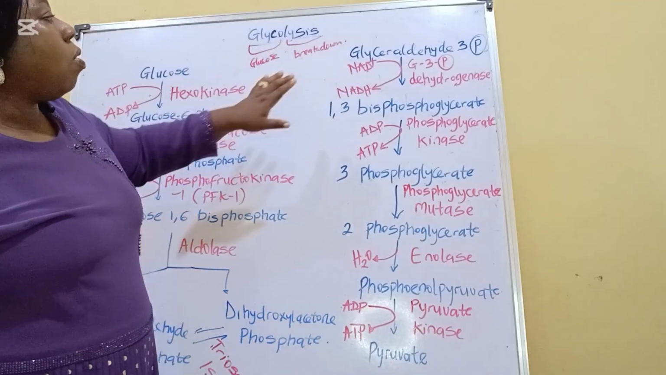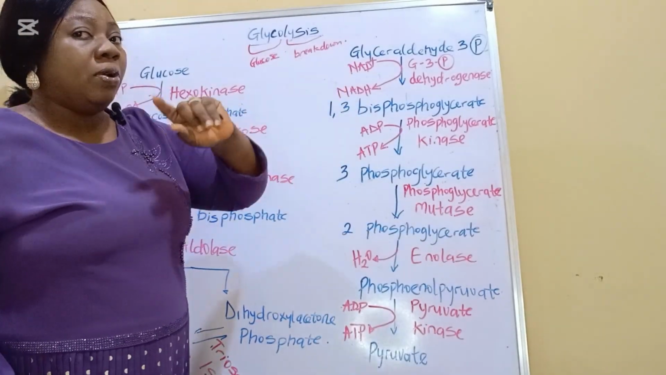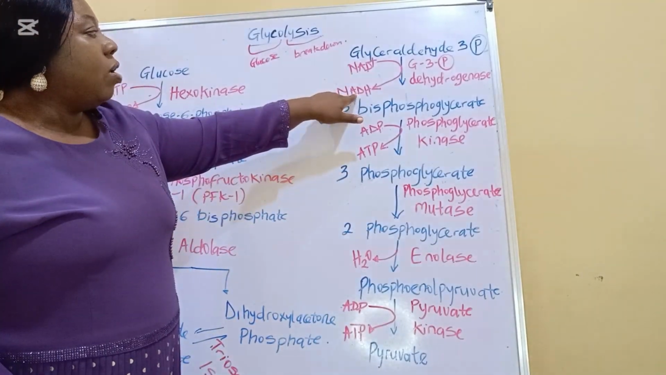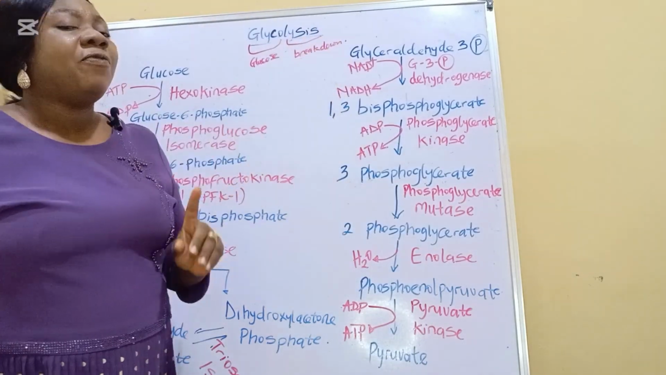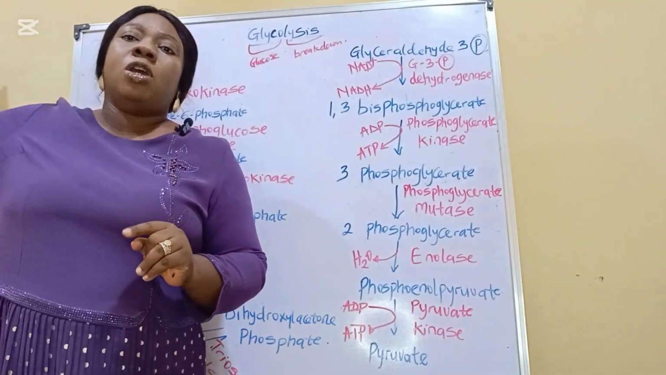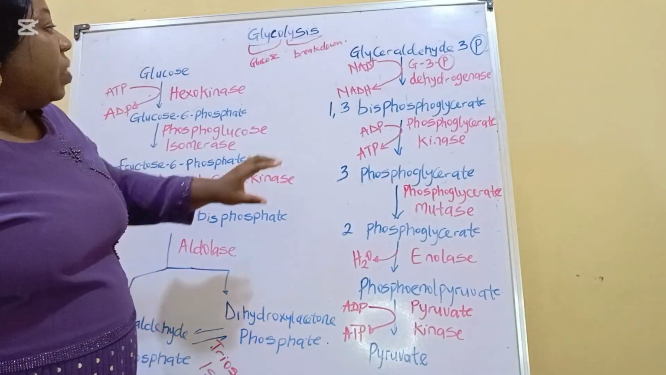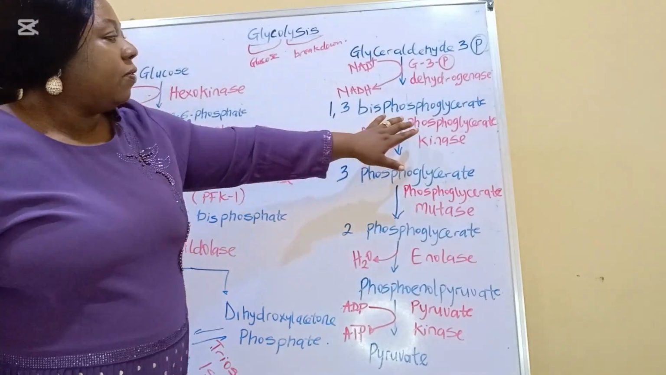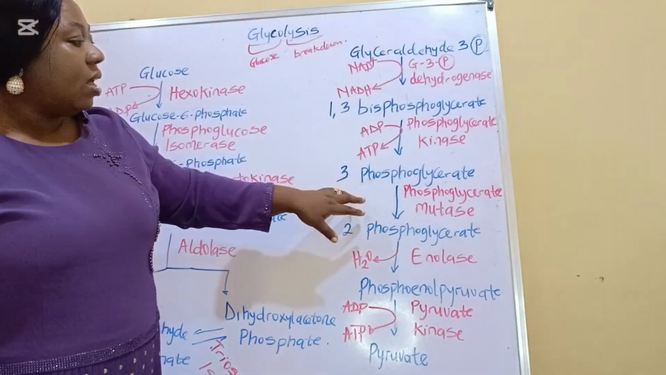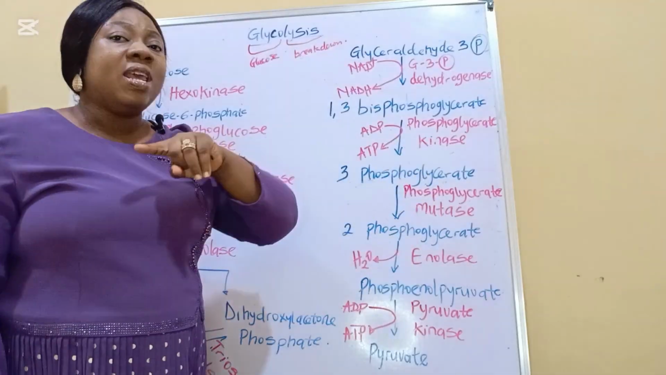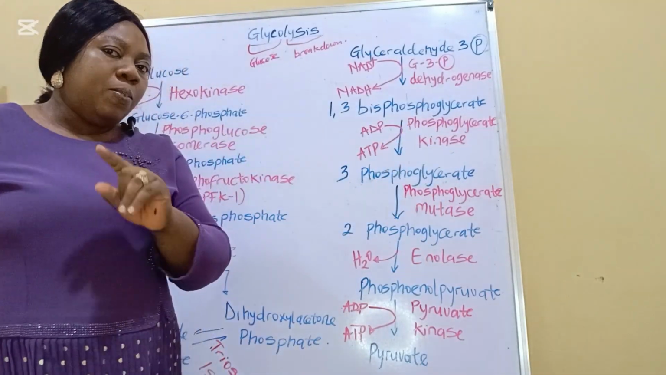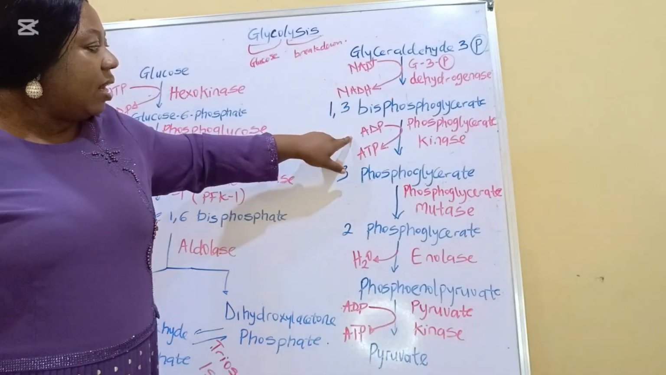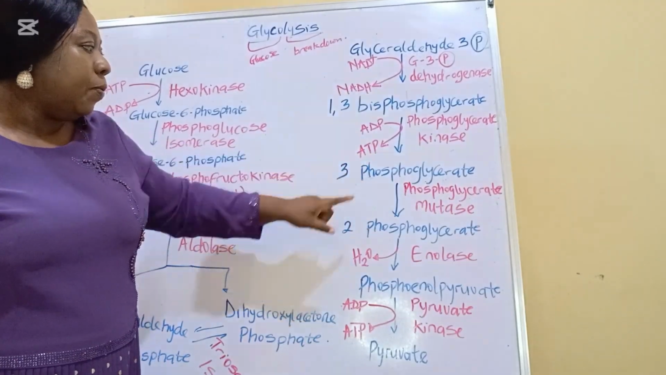And there the coenzyme NAD plus was used, giving us NADH, which is an electron carrier that can further go into the electron transport chain to give energy. Now, 1,3-bisphosphoglycerate is further converted into 3-phosphoglycerate with the help of the enzyme phosphoglycerate kinase. And here ATP is produced, so we have ADP converting to ATP.